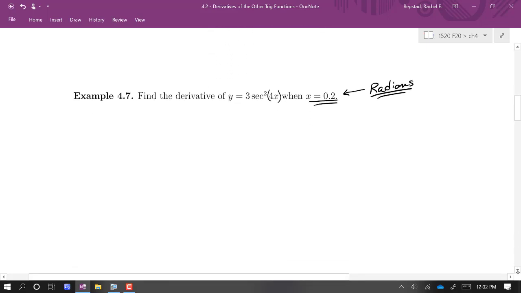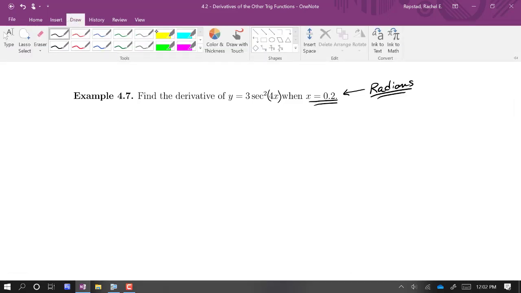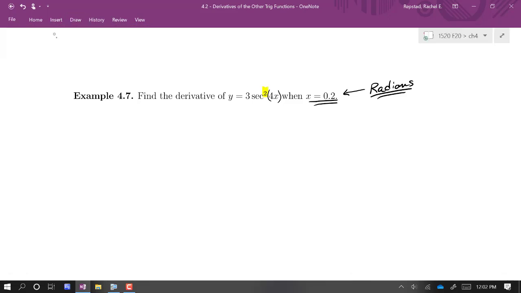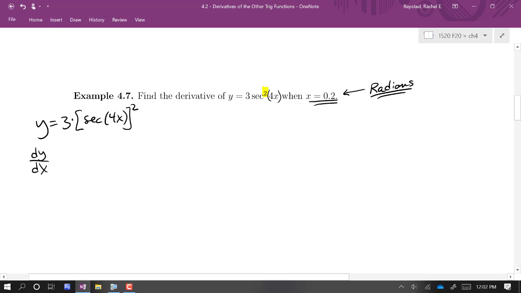So our function is 3 times secant squared 4x. I'm going to rewrite this because secant squared means we're squaring the whole secant function. So I'm going to rewrite this as 3 times secant 4x, all squared. This is a power rule derivative, and I'm going to have to take the derivative of secant, but that'll be a part of the chain rule. So applying the power rule, we bring that 2 down and multiply it by the 3, so we have 6 times secant 4x to the first power.